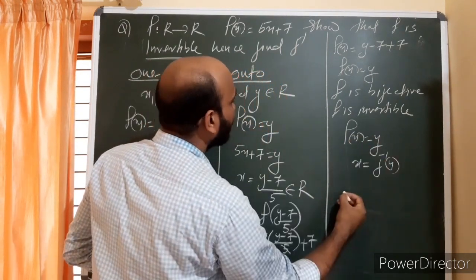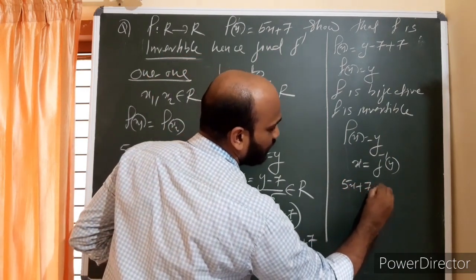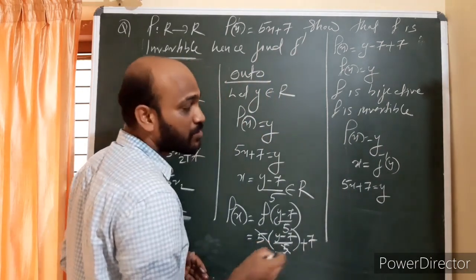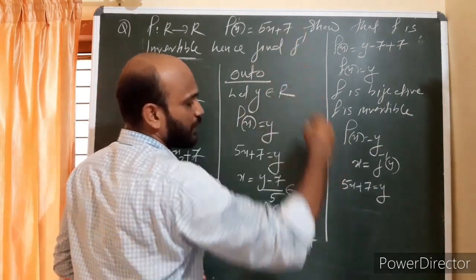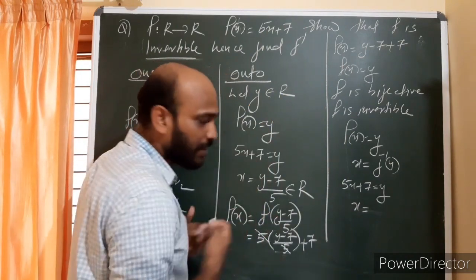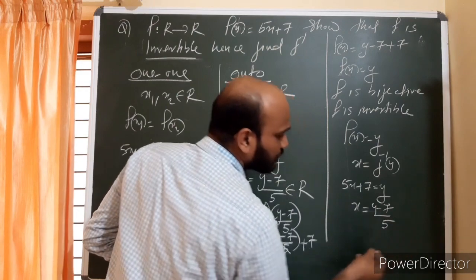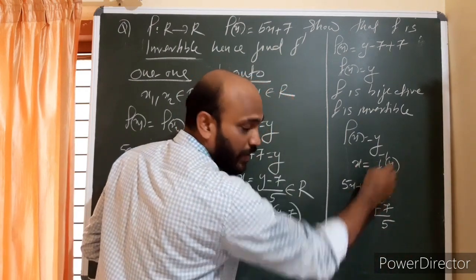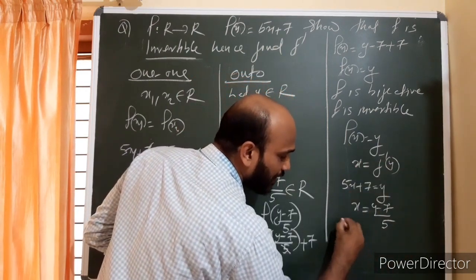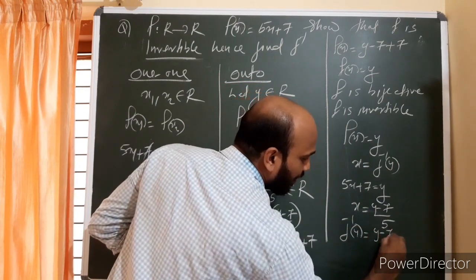F of X equal to Y means 5X plus 7 equal to Y. Right? Because F of X equal to 5X plus 7. So X equal to, same step you have to repeat once again. So X equal to (Y minus 7) by 5. So the value of X is F inverse of Y. So in place of X we can write F inverse of Y. F inverse of Y equal to (Y minus 7) by 5.